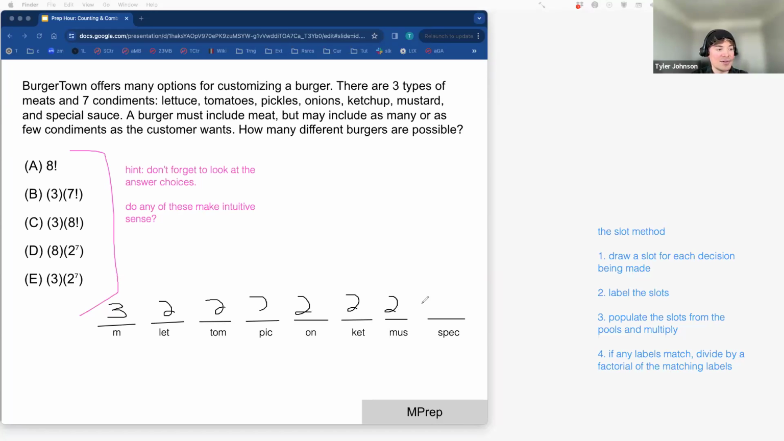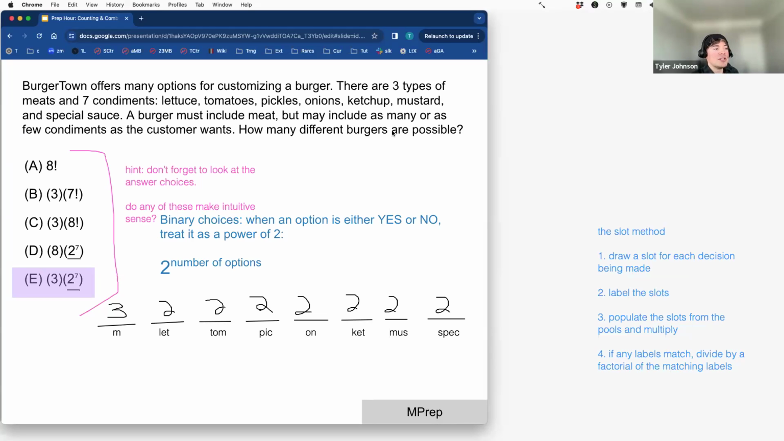So looking at the answers, you can tell we've got a whole bunch of 2s there. We're going to need that 2 to the 7th. And given that there's 3 meats, that means the answer is E, 3 times 2 to the 7th. So the kind of new rule here is if you see one of these binary decisions, something where the answer is just yes, include this, or no, don't include that, that's going to be a power of 2.